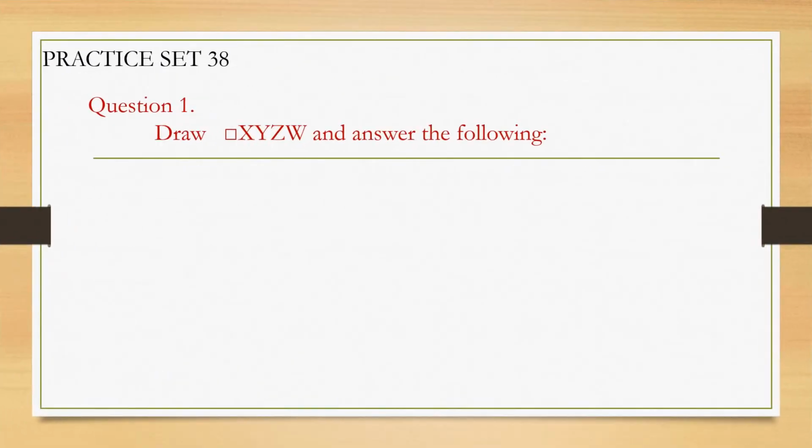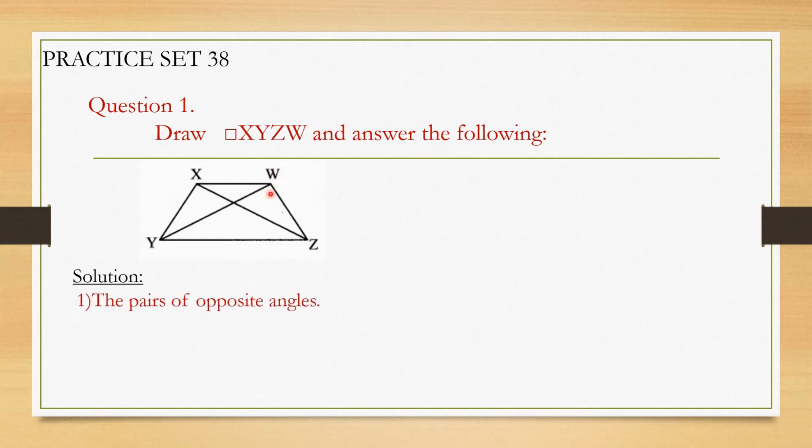Let's start practice set 38. Question 1. Draw quadrilateral XYZW and answer the following. First, you have to draw the quadrilateral XYZW. Your first question is the pairs of opposite angles. In this quadrilateral XYZW, the first pair of opposite angles are angle XYZ and angle XWZ. The second pair is angle YXW and angle YZW.